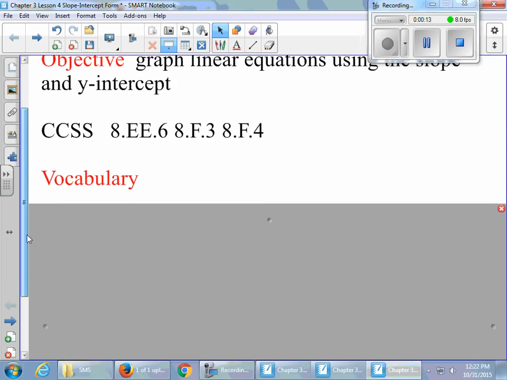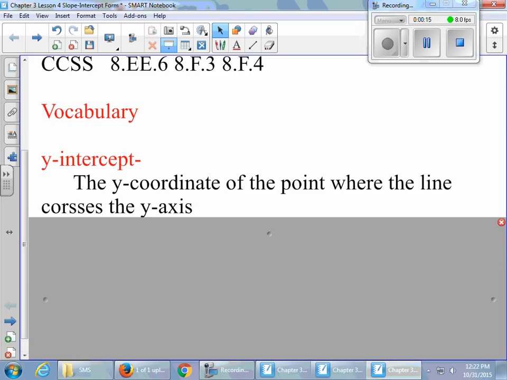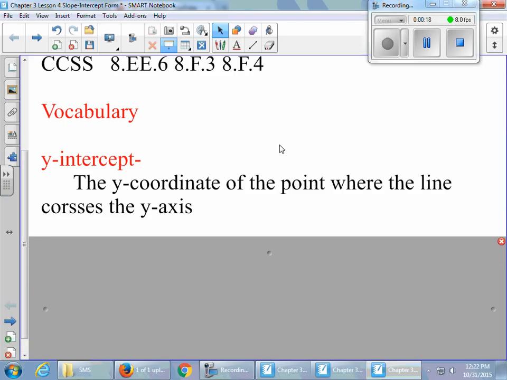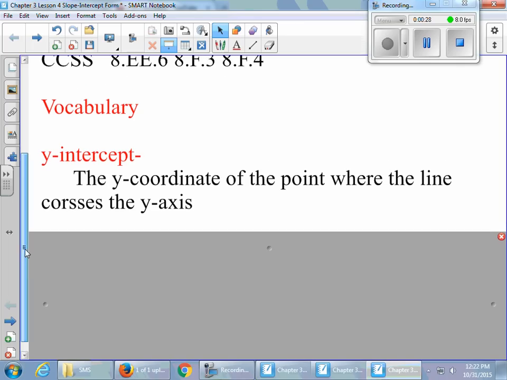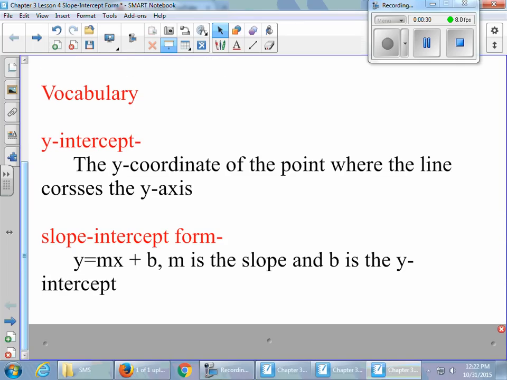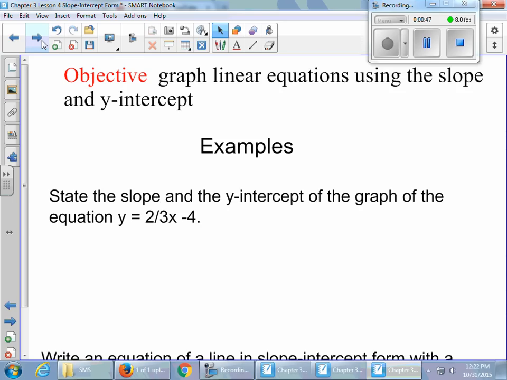Okay, a couple vocab words for this lesson. Our first one is y-intercept: the y-coordinate of the point where the line crosses the y-axis. And there's a misspelling in there. And our slope-intercept form definition is y equals mx plus b. M is the slope, which we just learned about in the last lesson, and b is the y-intercept. As always, you may pause the video, write down your definitions, and then continue when you are ready.